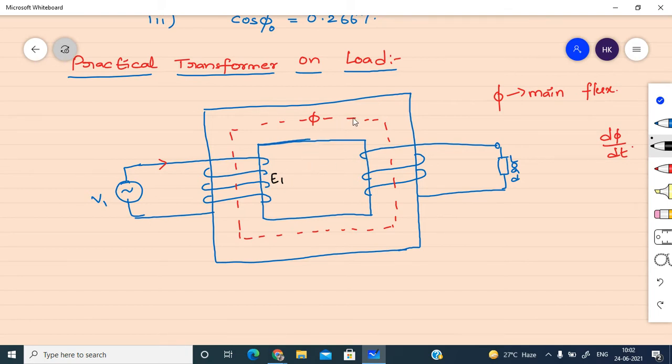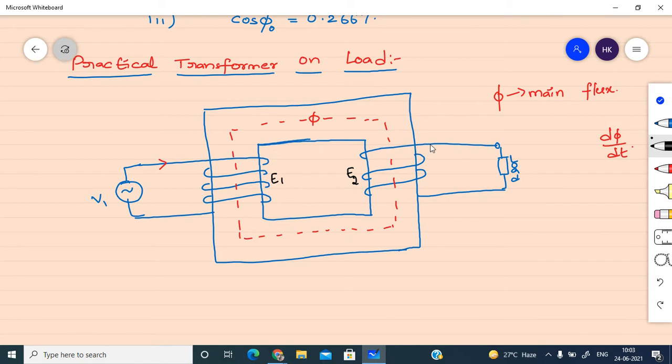And the same flux will also link with the secondary, and again due to mutual induction. Why? Because we are not giving the supply directly to the secondary winding, we are giving supply to the primary winding. So due to the excitation of the first coil, we are getting EMF in the second coil. Then this EMF is called mutually induced EMF, E2.